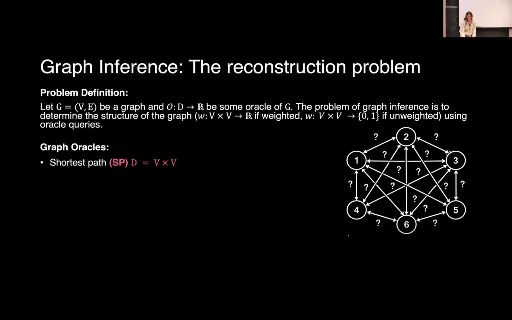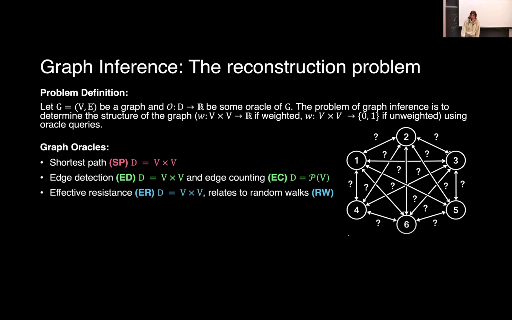So I want to figure out what all of these different weights are from the graph using my oracle. There are different options we have for a graph oracle. We could have a shortest path oracle, which tells us the shortest path between vertices. We could have an edge detection oracle, an edge counting oracle, or an effective resistance oracle. This relates to random walks, which I'll explain in just a second.